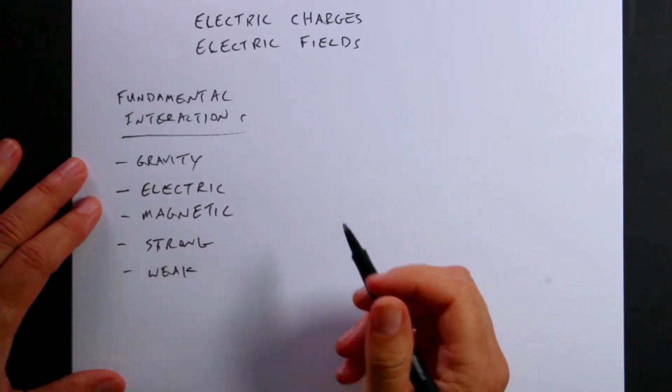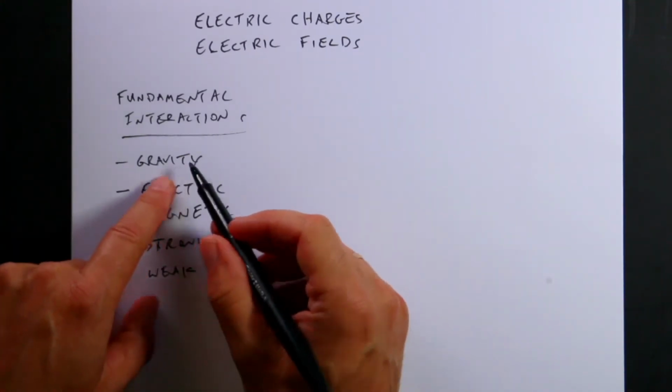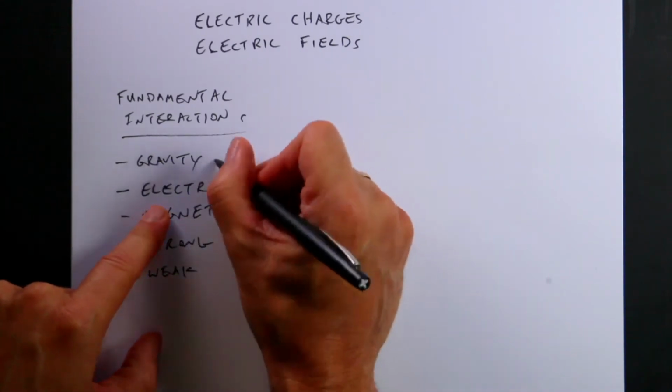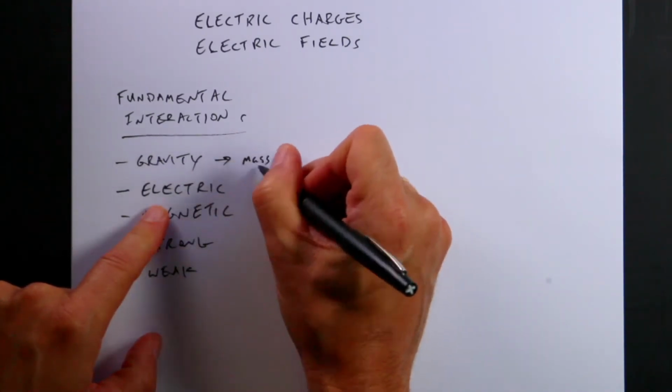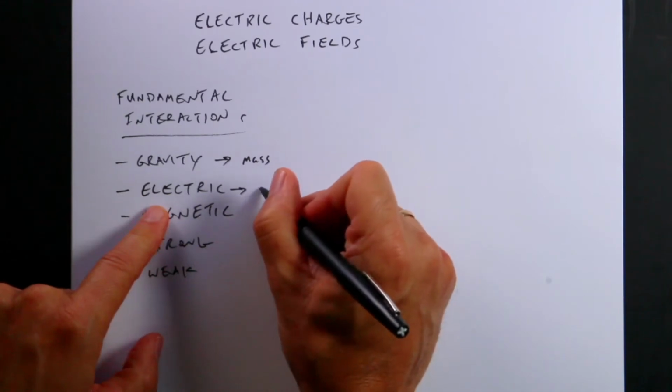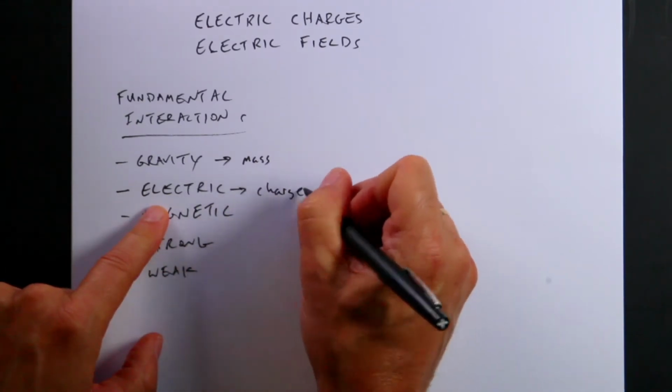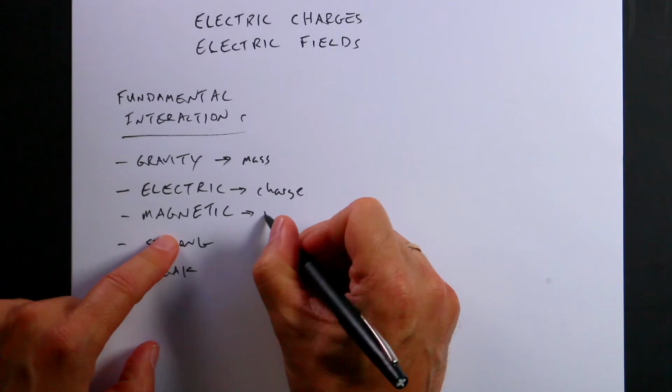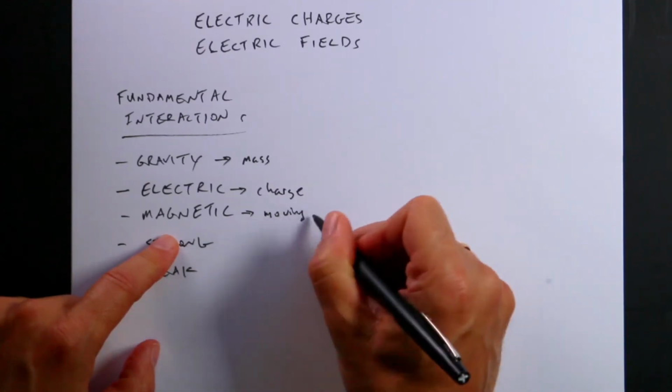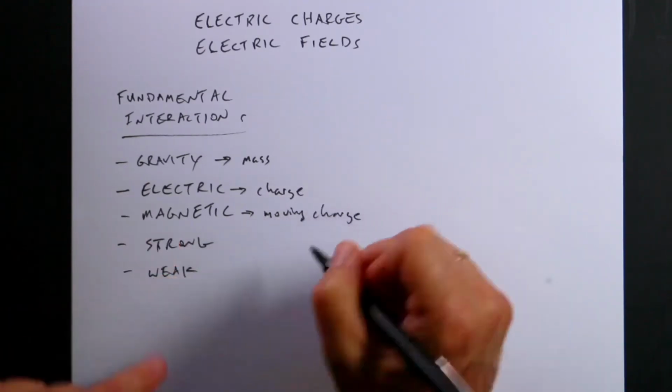And so this is an interaction between objects that have mass. The electric is, let's put that over here, mass. This is an interaction between objects that have electric charge. This is an interaction between moving charges. And let's not worry about those other two.